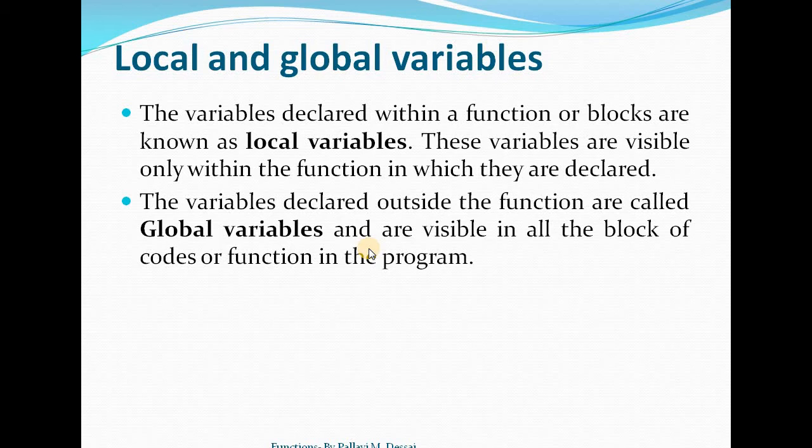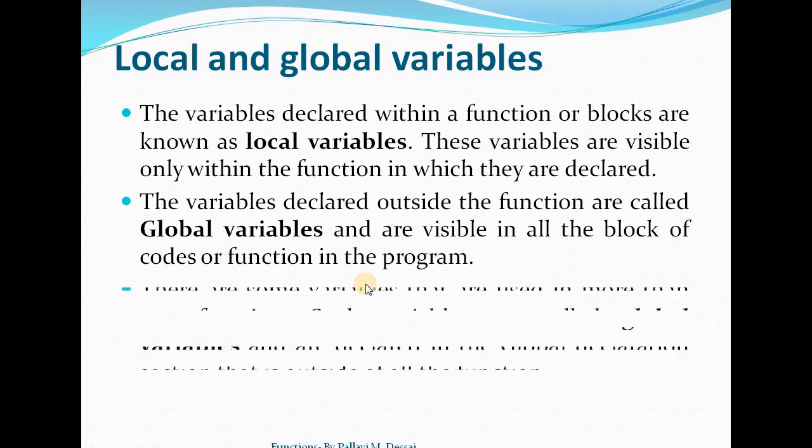The variables declared outside the function are called global variables and are visible in all the blocks of code or functions in the program. If we declare some variables outside void main, that is in the global declaration section, such variables are known as global variables, and these variables can be used by anyone throughout the program.